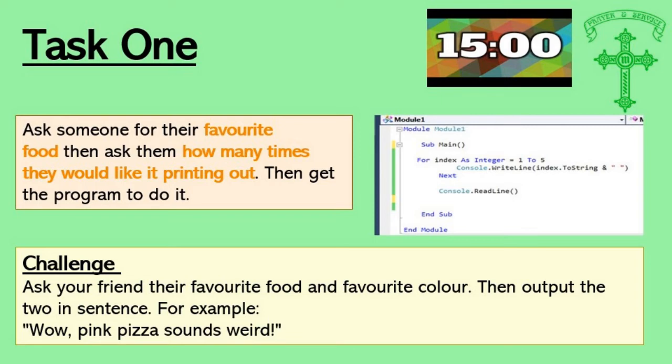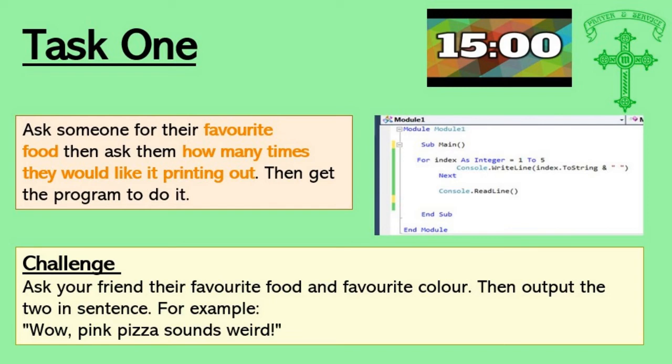So your task is to have a go asking someone their favourite food, or their favourite football team, or their favourite video game, or something that they like, and ask them how many times you want to print it out, and then get the program to run. There's an example of code you can use on the right hand side.